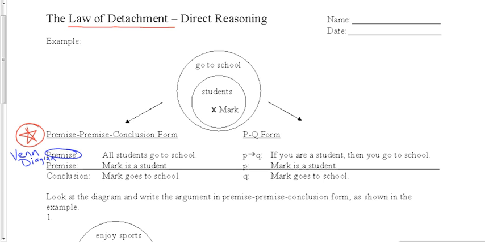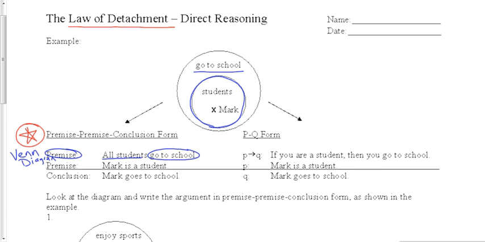So if we look at our Venn diagram, it states that all students go to school, because all of the students circle, that whole circle, is inside of the go to school circle. So that's the first premise. That would be something given to you.